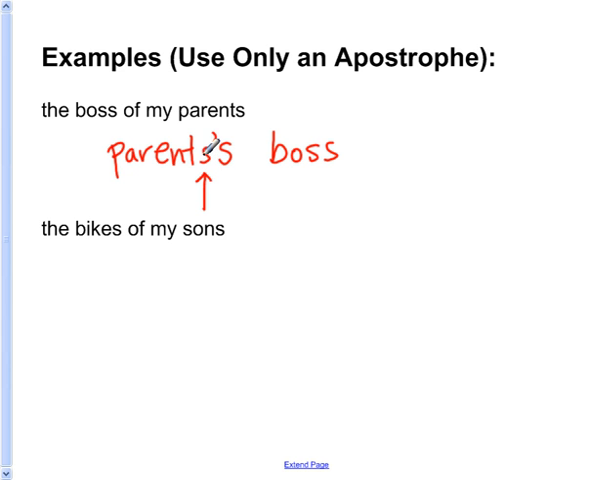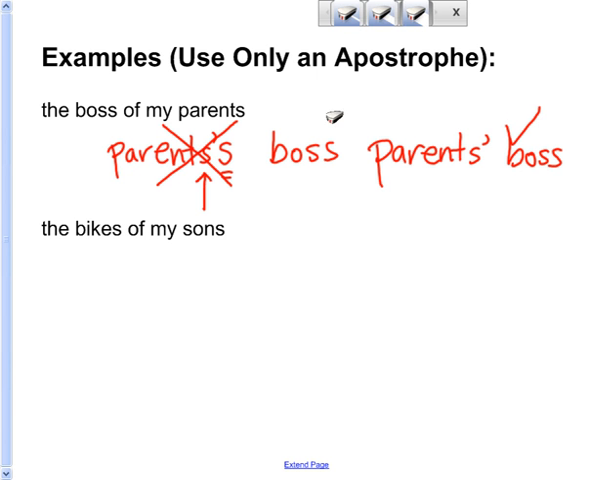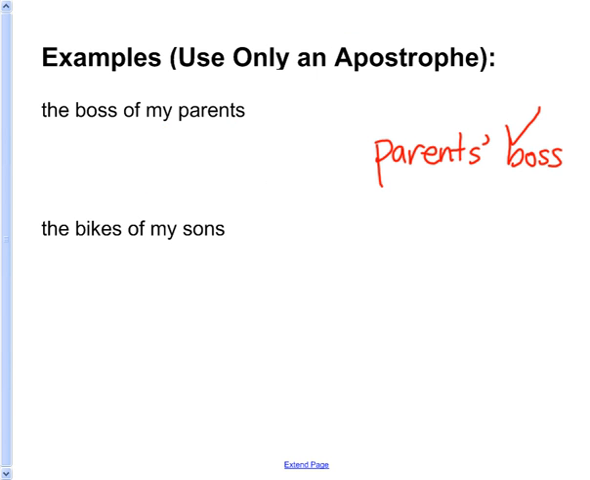It's an S. Do we pronounce this as the parents's boss, where we hear the extra S, or do we pronounce it as the parents' boss? Well, the first is not correct. We don't say parents's boss, we say the parents' boss. We don't hear the extra zus. So simply put an apostrophe.